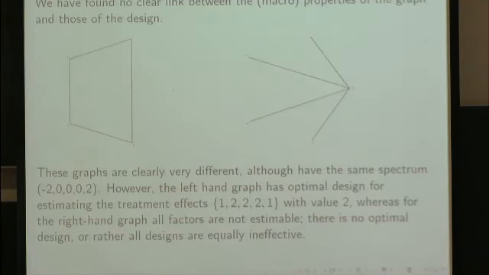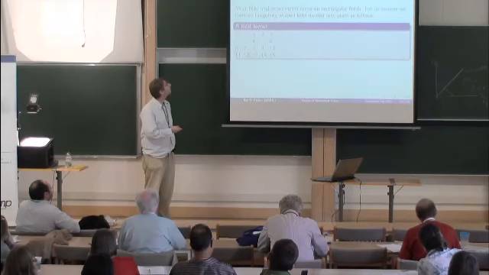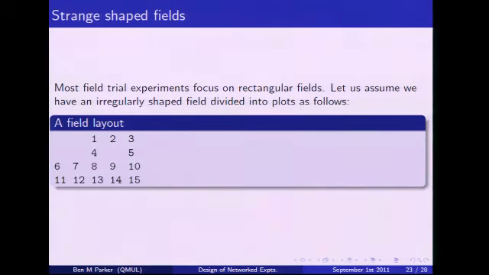And you can find bigger examples where even the Laplacian spectrum is the same, the degree distribution is the same. It's just not the macroscopic properties that determine the design. We're getting some clues on what microscopic properties cause it, but unfortunately I haven't got time to go into that now.